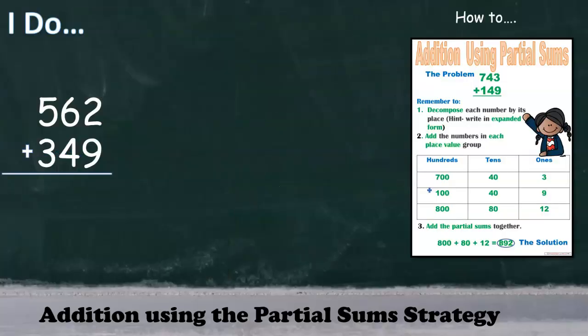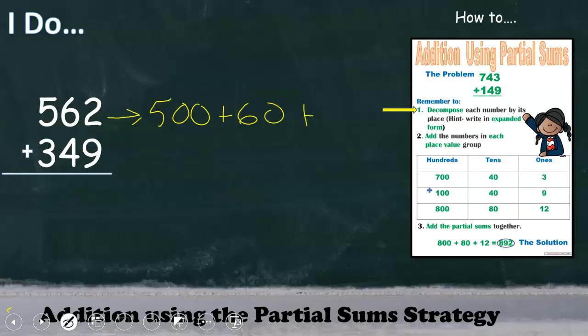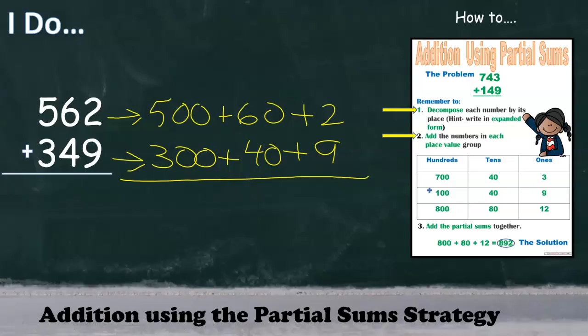Here's our first example, 562 plus 349. We're going to first decompose each number by writing it in expanded form. Since there's a 5 in the hundreds place, I'll write out 500, 6 in the tens, which equals 60, and 2 ones. I'll do the same for 349, 3 in the hundreds, which equals 300, 4 tens, which equals 40, 9 ones is 9.